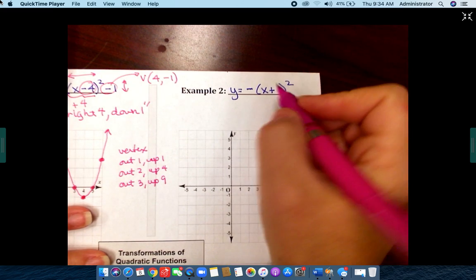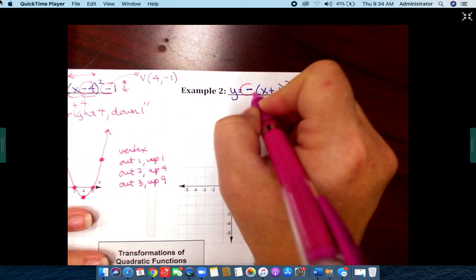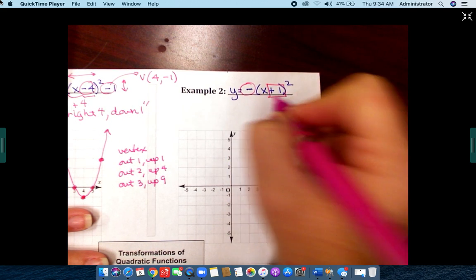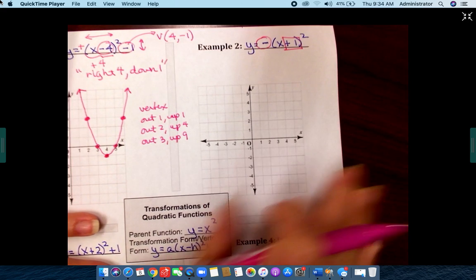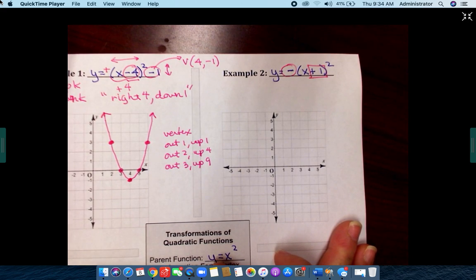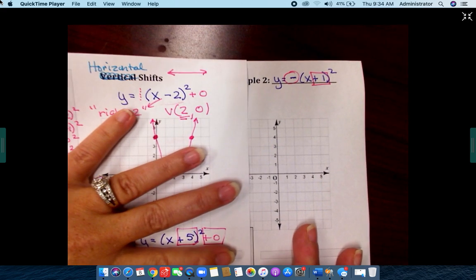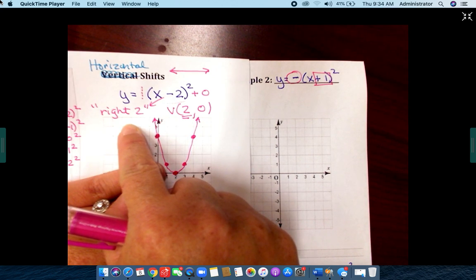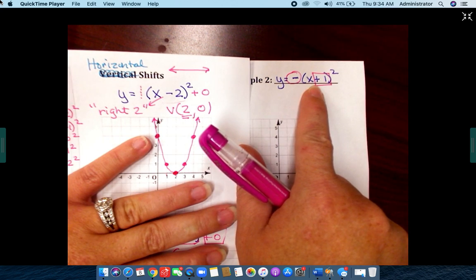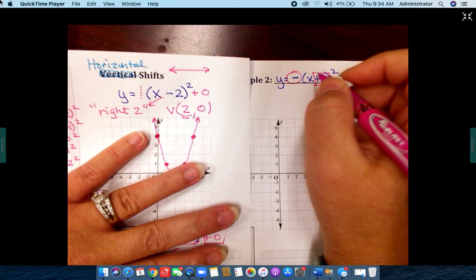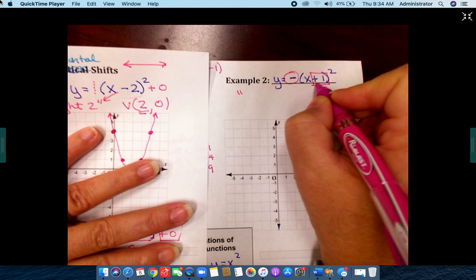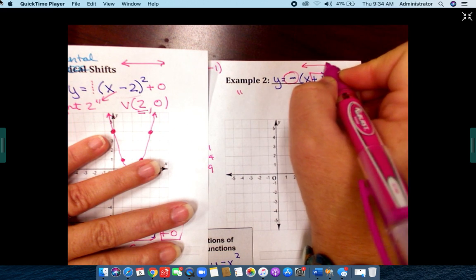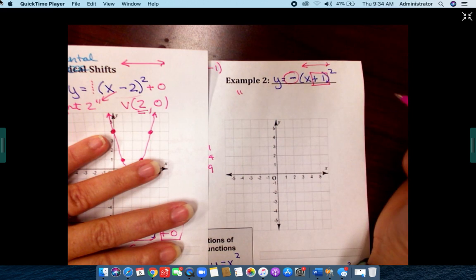So example 2, first thing from left to right that I notice is I have a negative. I also have something in parentheses, which I know affects my horizontal shift. So if I go back to the front page of my notes here, then minus 2 means I went right 2. So what do we think plus 1 is going to mean? That should mean we go the opposite of plus 1, which would be negative 1. And on the x-axis, going negative means we go left.